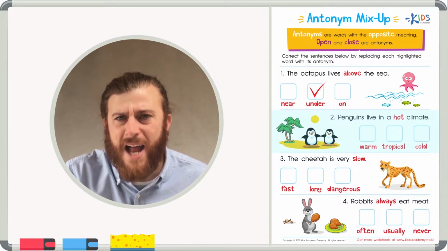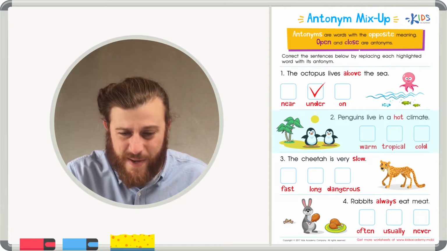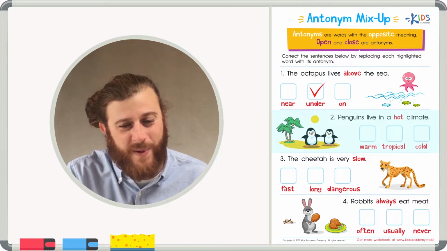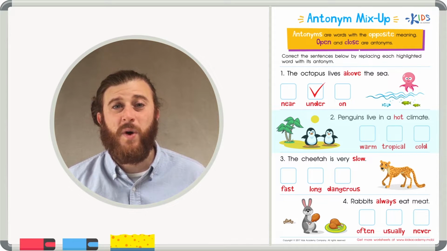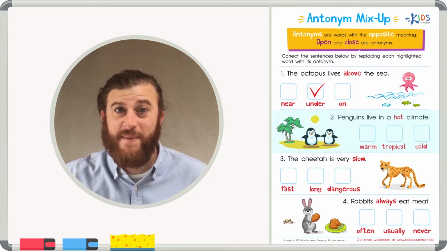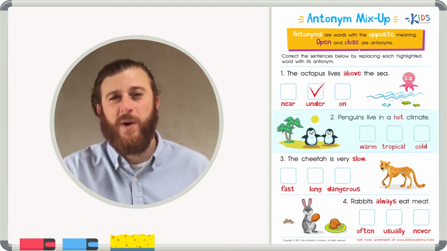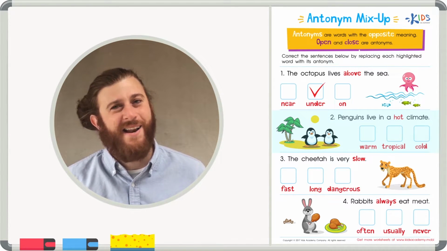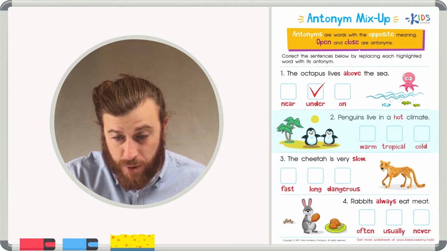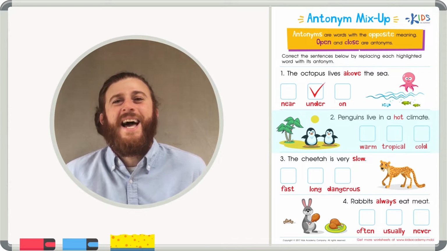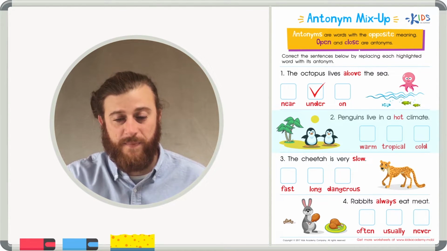Penguins live in a hot climate. Do penguins really live in a hot climate? I can't picture a penguin on the beach like in this picture. Let's look at our three answer choices and see what is the opposite or the antonym of hot. First answer choice is warm. Warm is pretty similar to hot. Those two words are not antonyms or opposites. Tropical also means like nice weather. Again, that's close to hot. That doesn't mean the opposite.